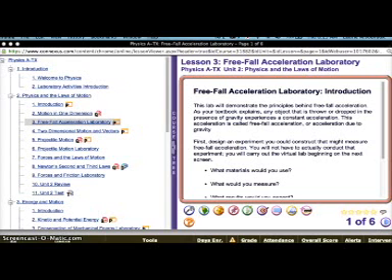Hello, physics students. This video is prepared to help you with Lesson 3 of Unit 2, your freefall acceleration laboratory. This is not a very intuitive lab, and I hope that it will be helpful to see how it's put together and go through it step by step. On the first screen, they ask you a question about how you would design an experiment to measure freefall acceleration.